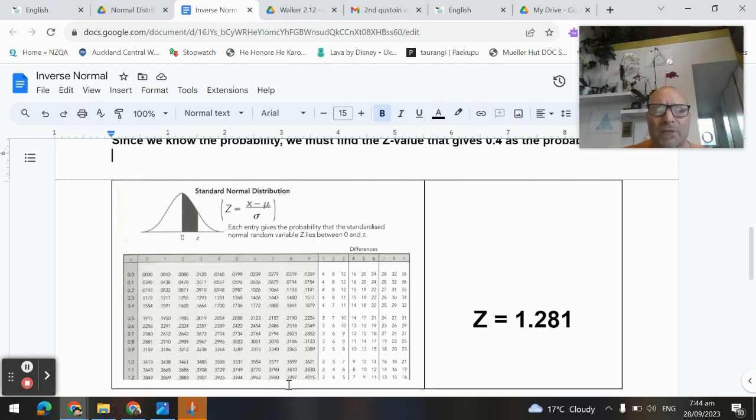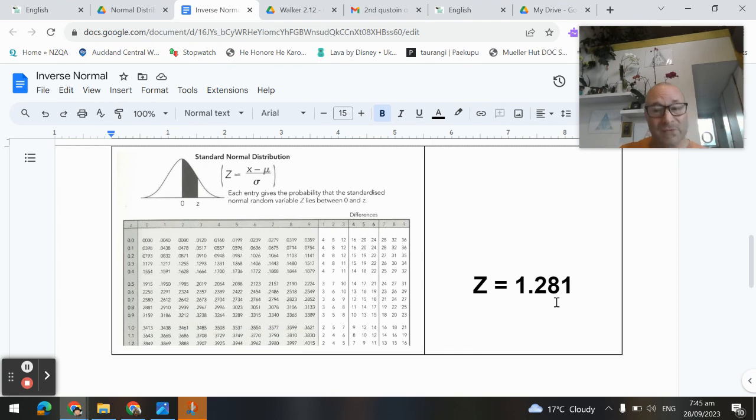Looking through the table, we want to find 0.4. I can get as close as 0.3997, which is a Z of 1.28. Now I need to get 3 more. And if I go too far, that's going to get me past the 90%, or in this case, 40%. So 0.3997 plus 2 is 0.3999. That means the third decimal place is 1, making my Z value 1.281. That's the Z value that gives a probability of 0.4.